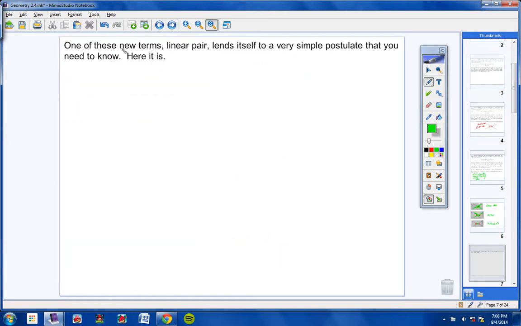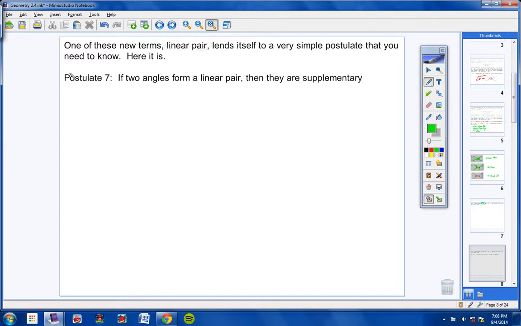Now, one of these new terms that we just learned, linear pair, lends itself to a very simple postulate that you need to know. Here it is. You need to have this memorized, students. Please copy this in your notes. I'll wait just a minute while you do that. Postulate 7: if two angles form a linear pair, then they are supplementary, always. So if two angles form a linear pair, we know for sure they're supplementary. Okay, take a second and copy that down, please. If two angles form a linear pair, then those two angles are supplementary.